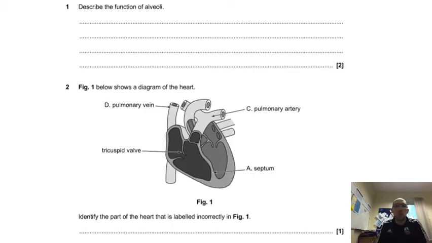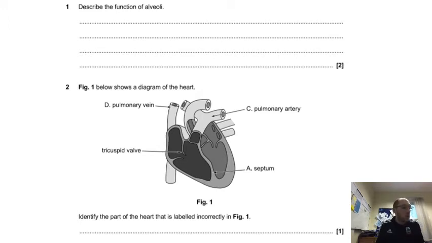Right, so question 1, describe the function of the alveoli. So for the mark scheme, we're looking for any two of these in order to get your 2 marks. Allows gaseous exchange or diffusion, allows oxygen to diffuse, move into the blood and capillaries, allows carbon dioxide to diffuse, move the blood and capillaries.